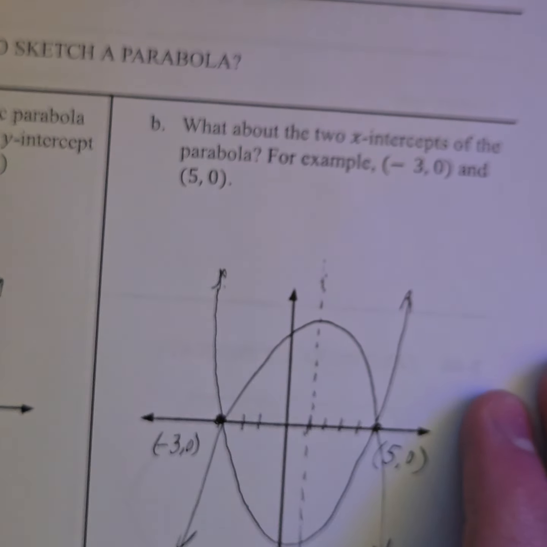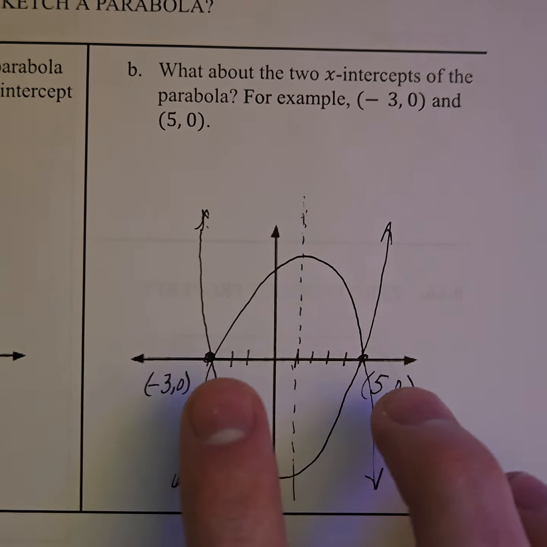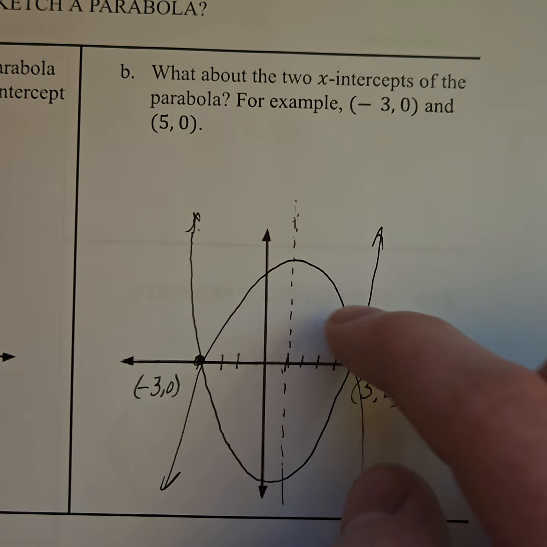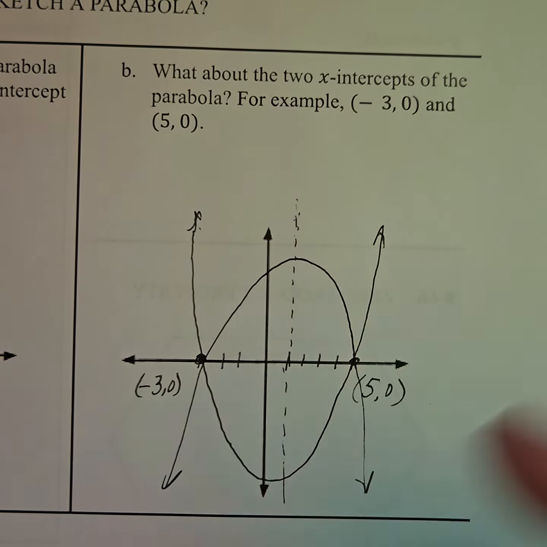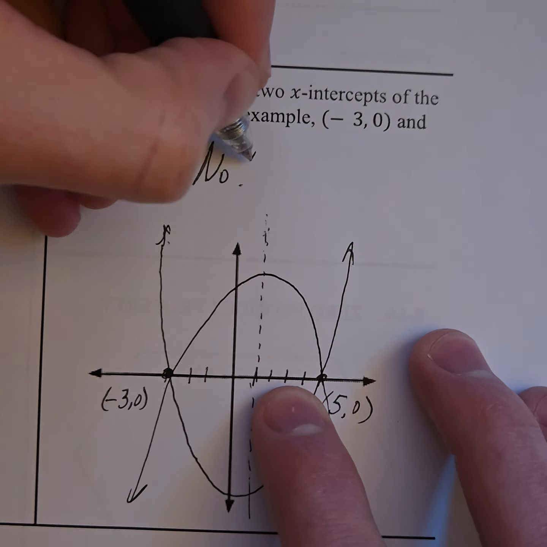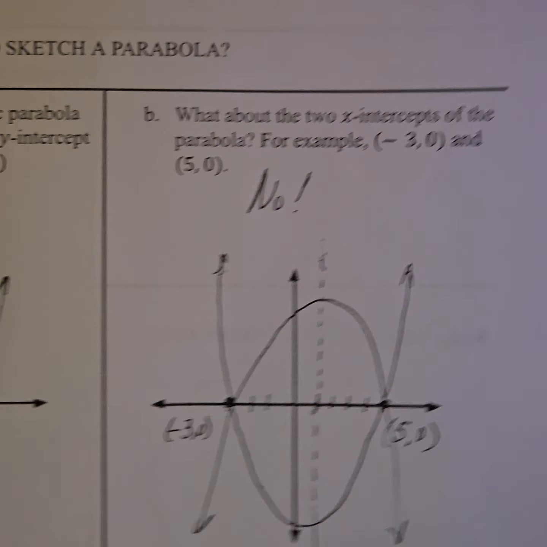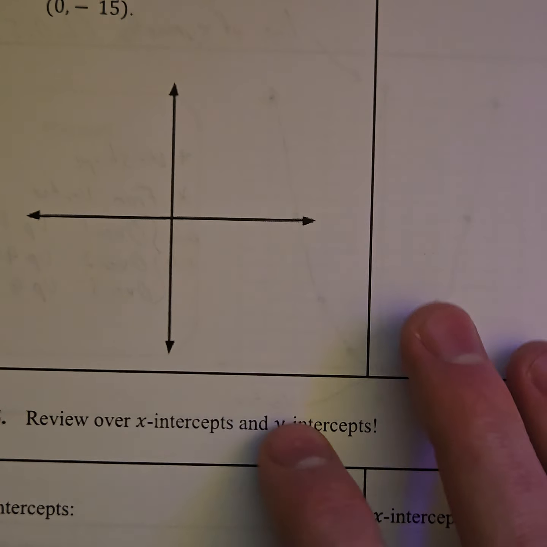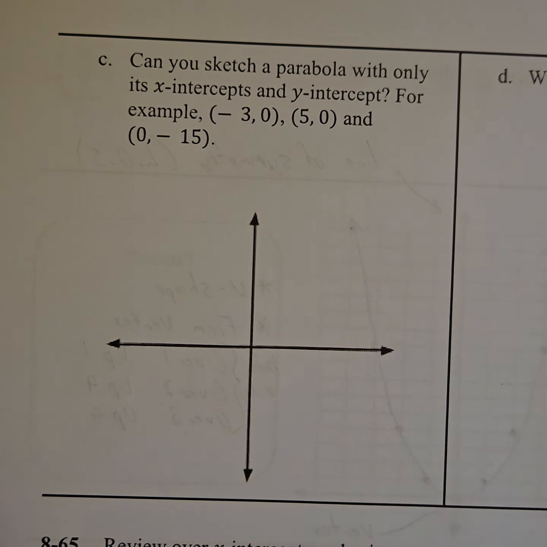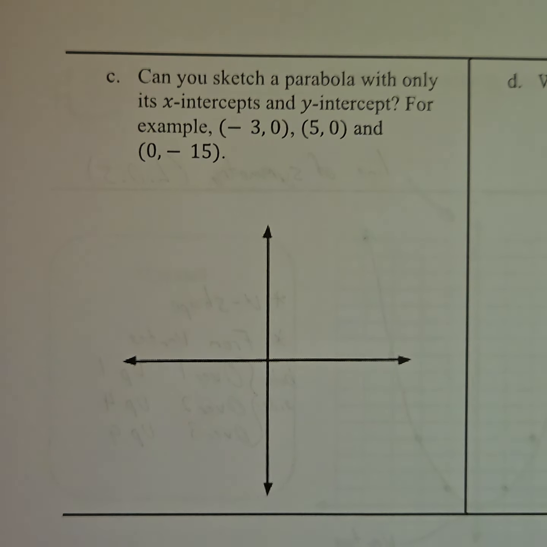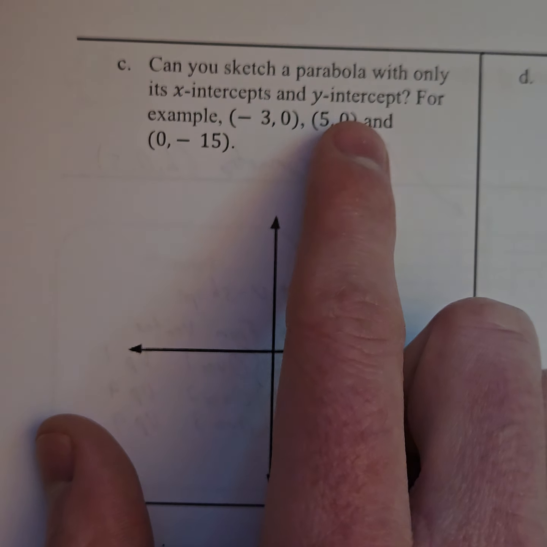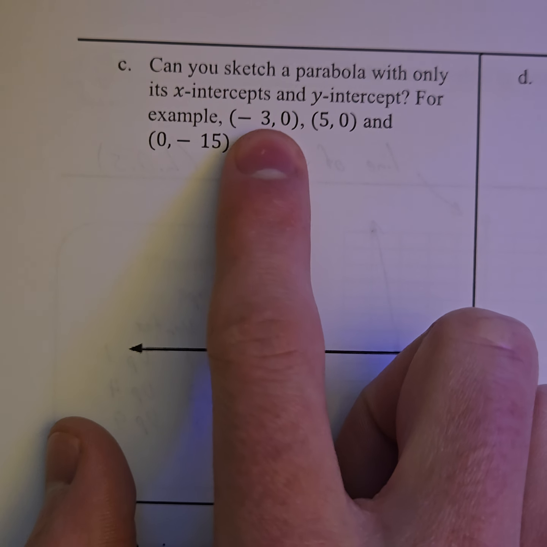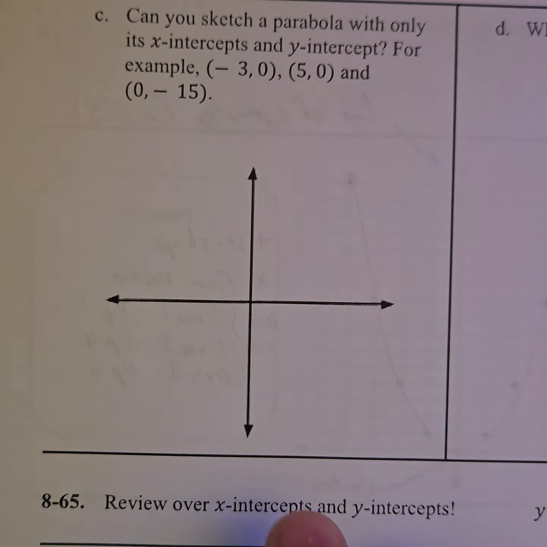So again, even having the two x-intercepts is not enough information to draw our parabola because you can get two different parabolas. So we need more information. This is not enough information. We need more. All right, let's flip it over to the next page. If we look at this page, it says, now can you sketch a parabola with only its x-intercepts and y-intercept? For example, if we had the points from the previous page, -3, 0, 5, 0, and 0, -15.